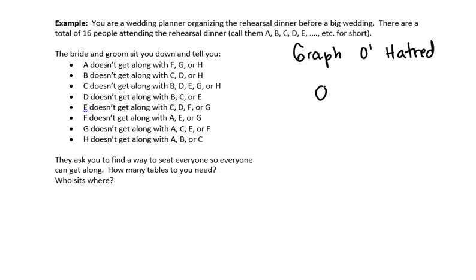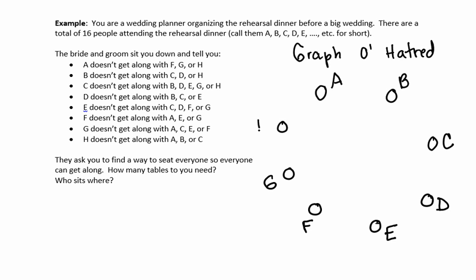So as a coloring program, the first thing I'm going to do is make a vertex. And remember, we're going to color that vertex, so make it an open vertex. And we're going to create one for every person coming. So it looks like we're going through H. So A, B, C, D, E, F, G, and H.